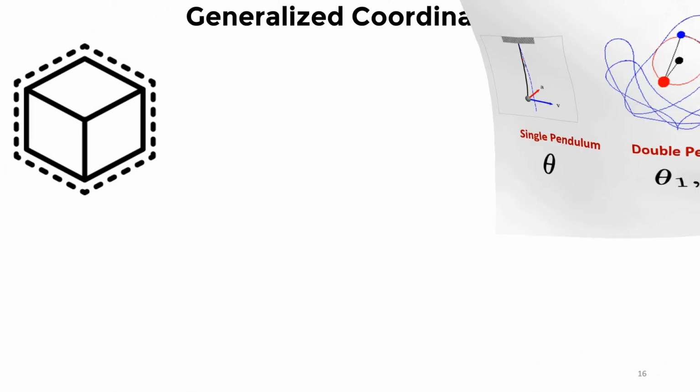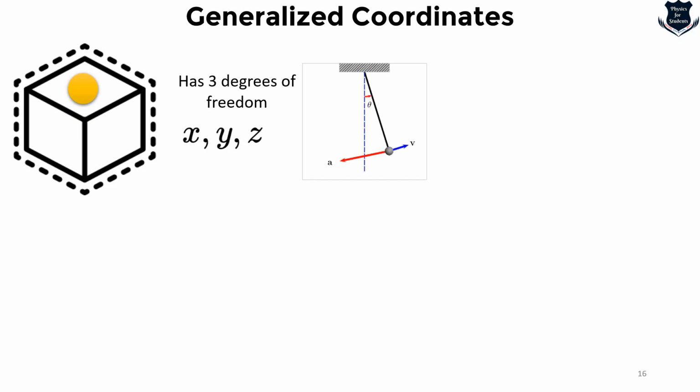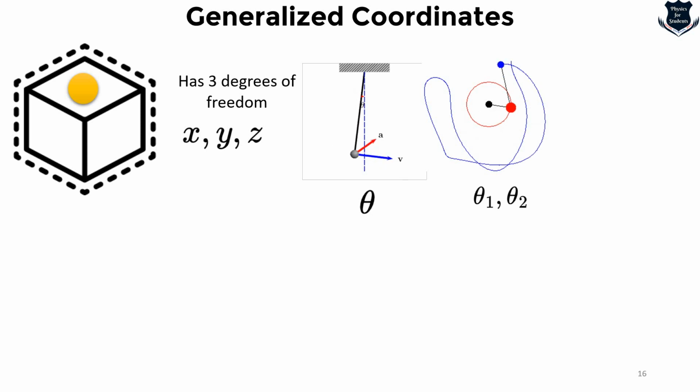Now, as you can see, if I consider a cube, for example, and here is a particle, the yellow one, you can consider it as a ball or something. Here the number of generalized coordinates equals the number of degrees of freedom of the system. So how many degrees of freedom does it have? Obviously 3. A particle in 3D space has 3 degrees of freedom. A simple pendulum, which we have shown already, has 1 degree of freedom, which is the angle theta, and the double pendulum has 2 degrees of freedom, that is theta 1 and theta 2.